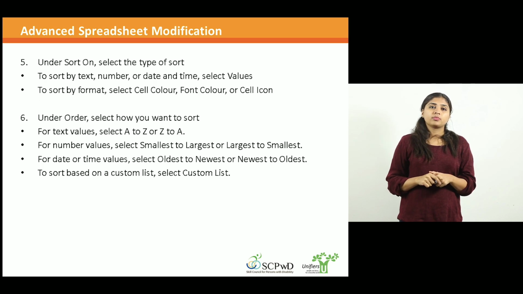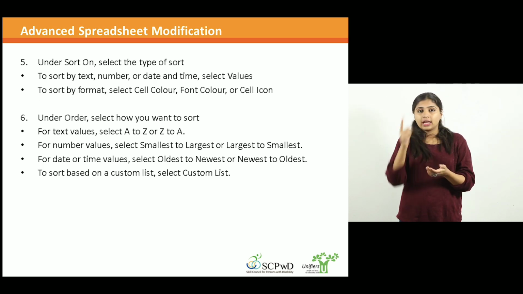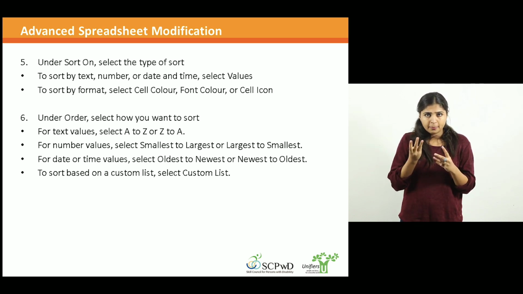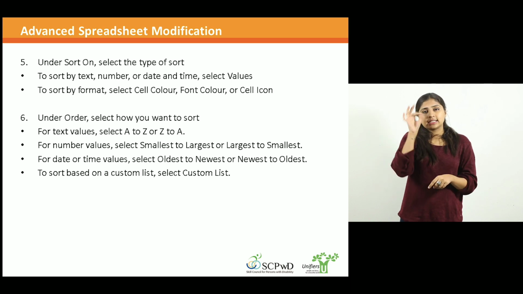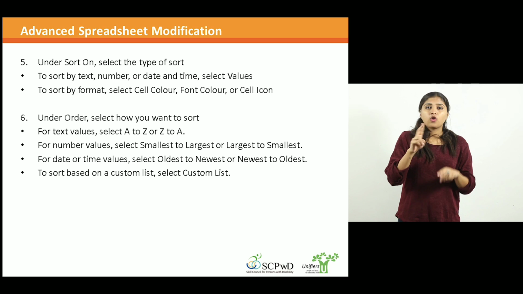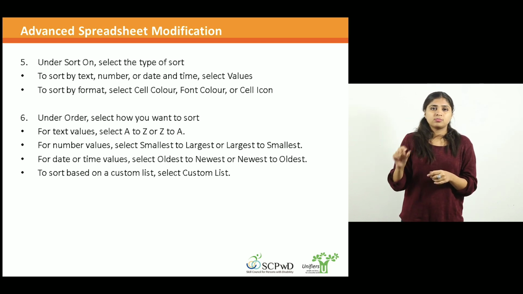Under Sort On, select the type of sort. To sort by text, number or date and time, select Values. To sort by format, select Cell Color, Font Color or Cell Icon. Under Order, select how you want to sort.